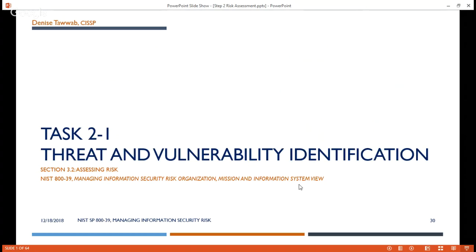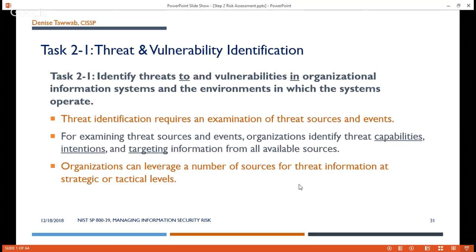Threat and vulnerability identification. Task 2.1, identify threats to and vulnerabilities in organizational information systems and the environments in which the systems operate. So, threat identification requires an examination of threat sources and threat events. For examining threat sources and events, organizations identify threat capabilities, intentions, and targeting information from available sources. Organizations can leverage a number of sources for threat information at strategic or tactical levels.